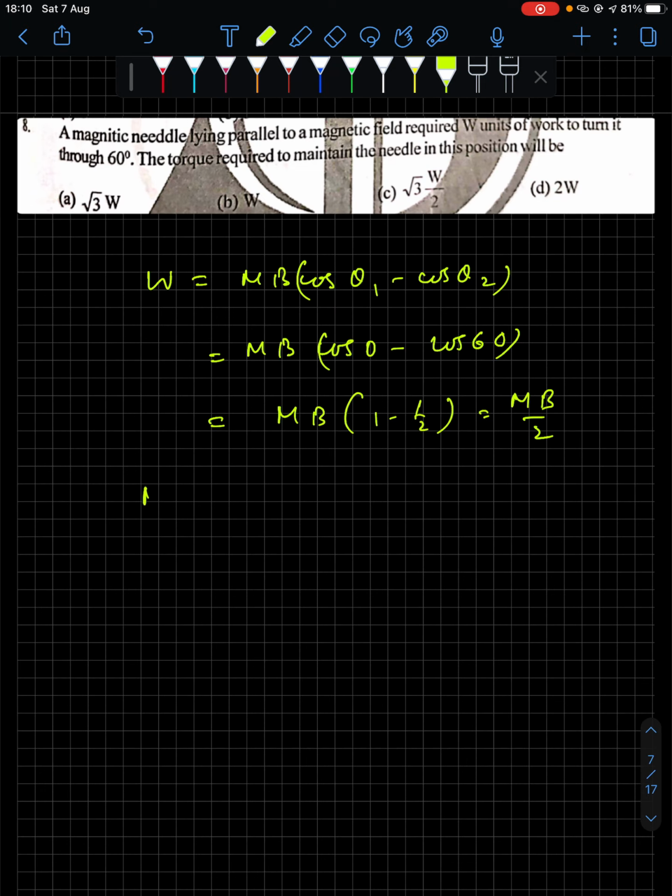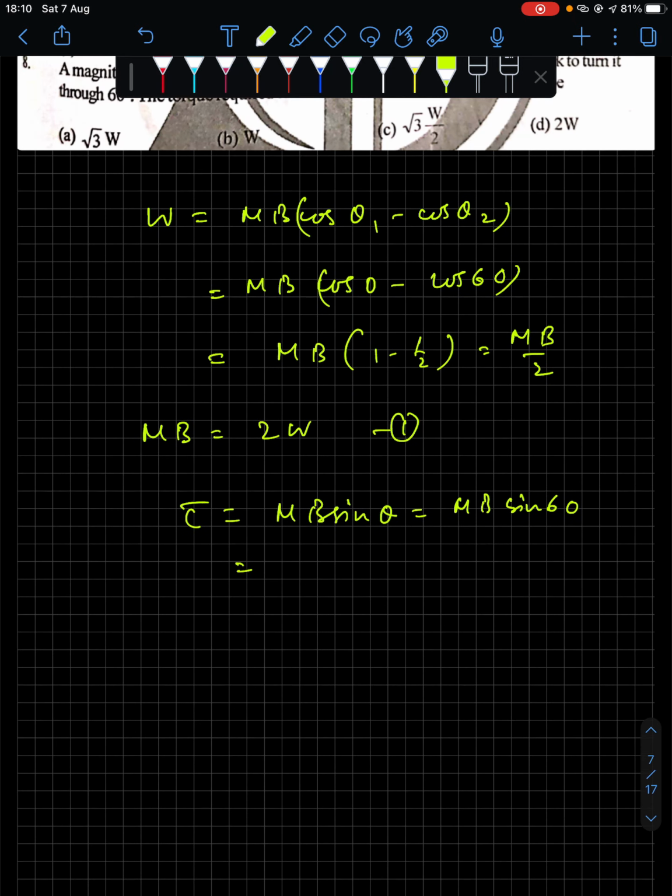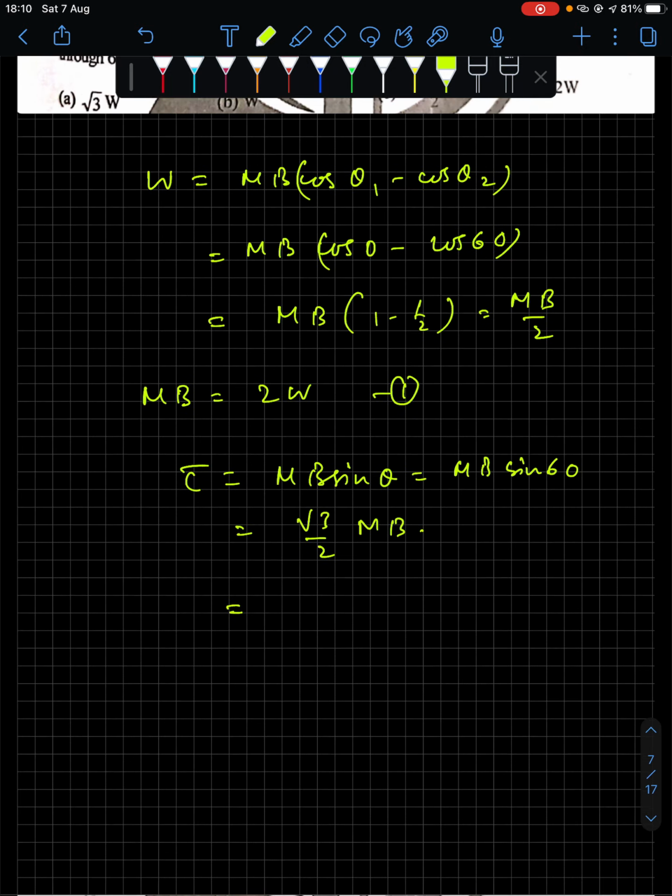Alright. Now the torque needed to maintain in this position. So get the value of mB from here. It is 2W, equation number 1. Now the torque formula is mB sine theta. The new position is 60 degrees, right? So mB sine 60. What is sine 60? Sine 60 is root 3 by 2. Root 3 by 2 mB. So what is the value of mB? It is 2W.